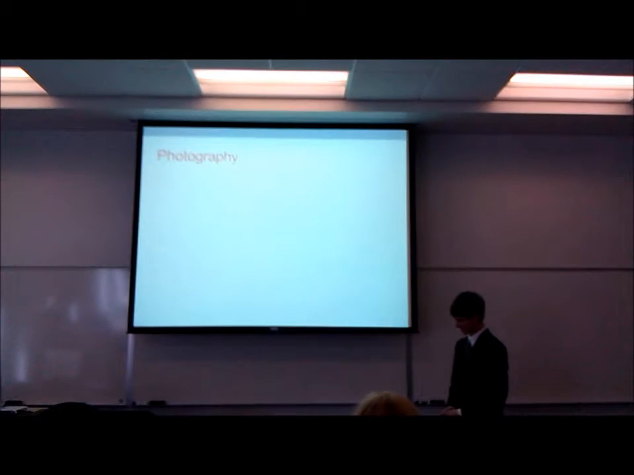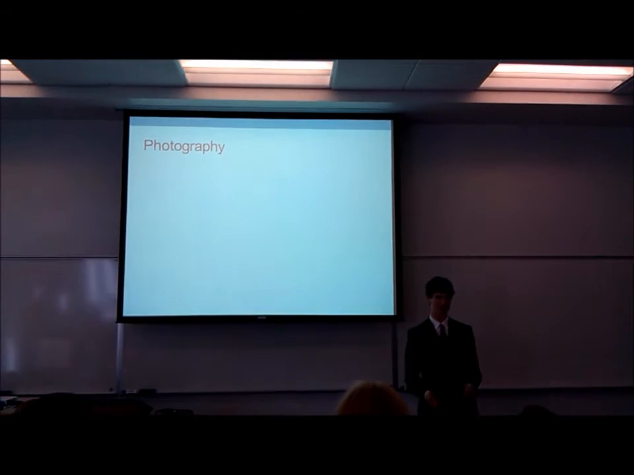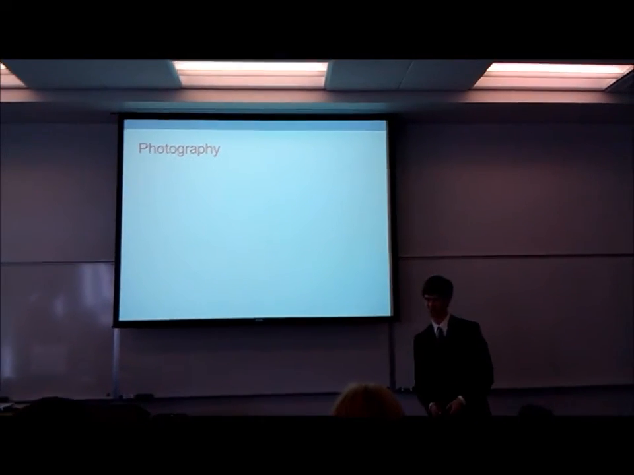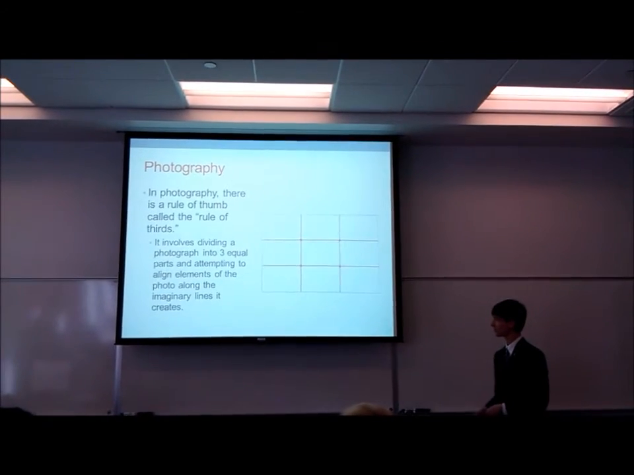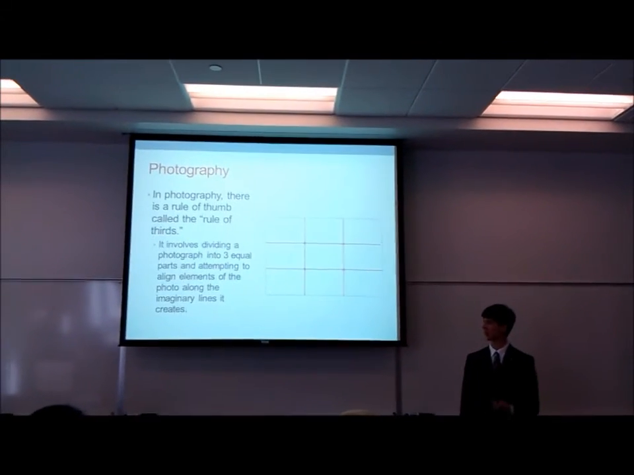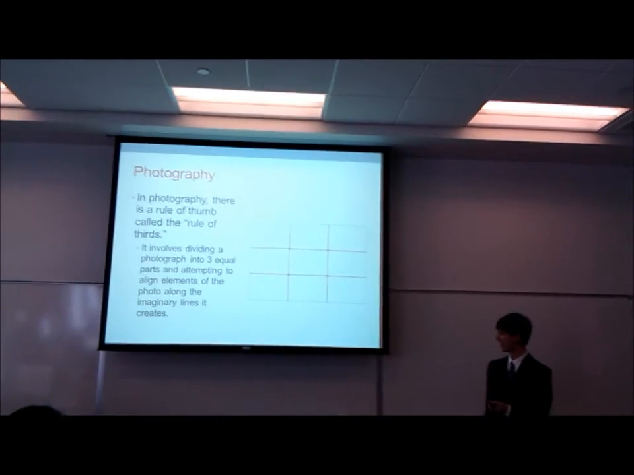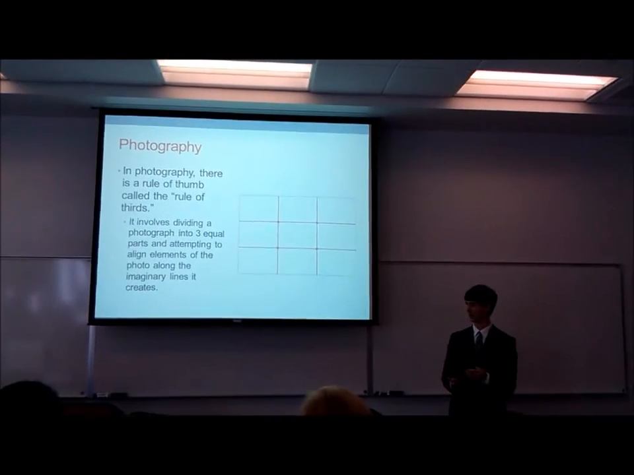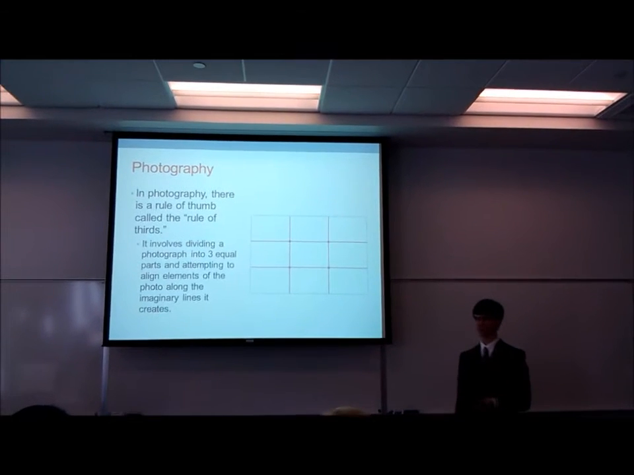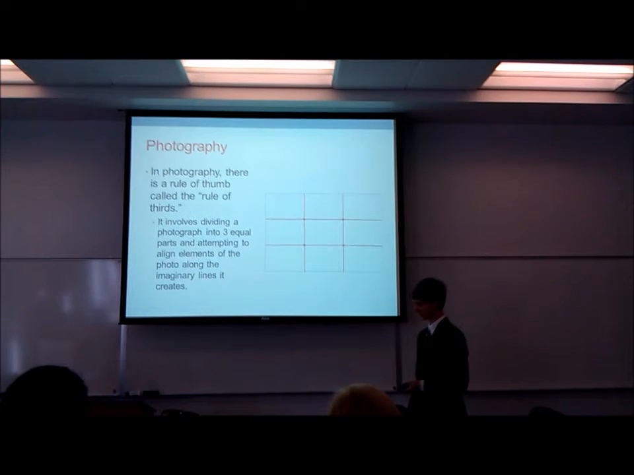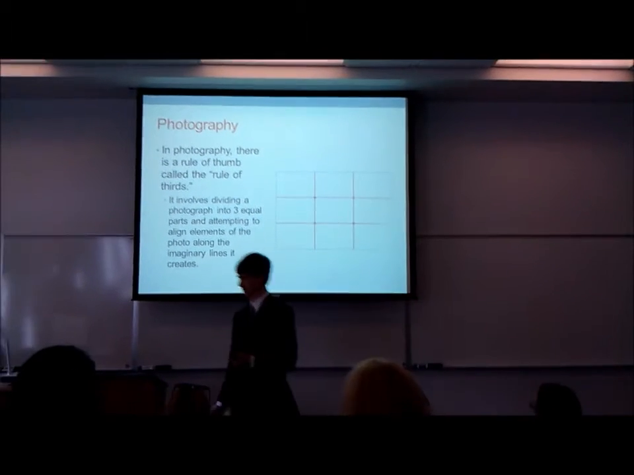I also like to consider myself something of an amateur photographer. I run around with my smartphone and snap pictures all the time. And there's this rule of thumb called the rule of thirds, where basically you divide a photo into 3 equal parts, and you try to align elements of the photo along the lines it creates. When I was doing my research, I came across a more exact version of this rule of thumb, so it wasn't really a rule of thumb, it was more of a law almost.